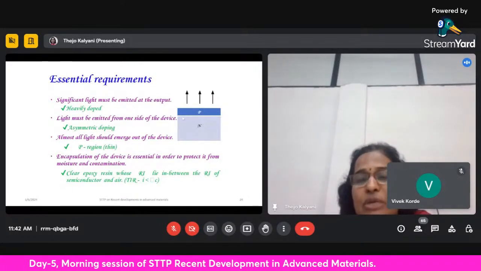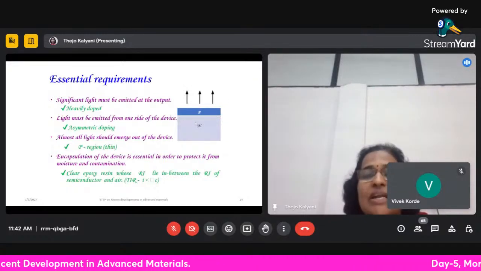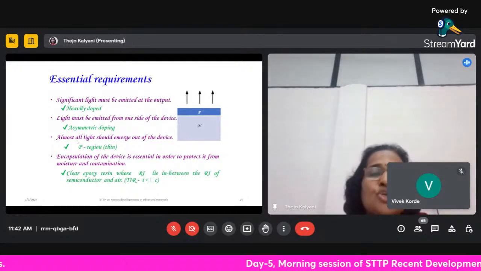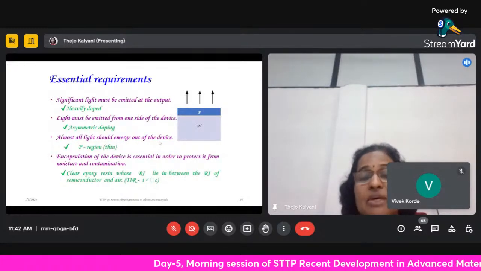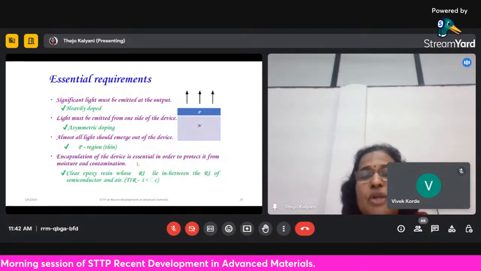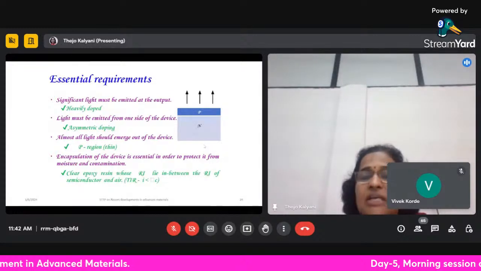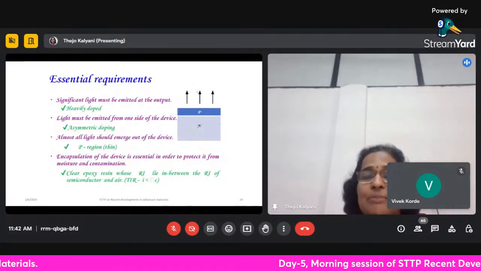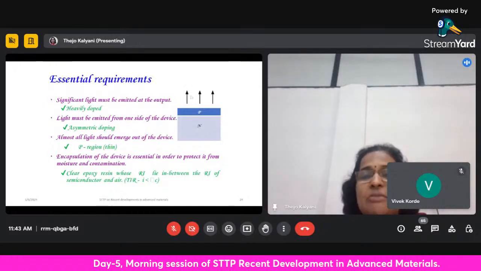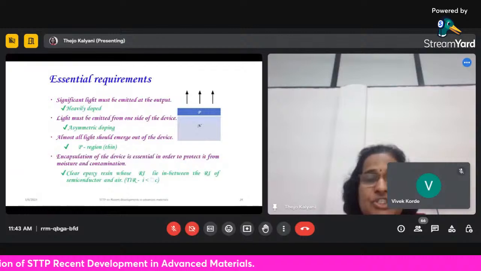Because the recombinations are taking place at the very surface of the device, most of the light is going to be emitted, and it would be in one particular direction. So almost all light should emerge from the device. That is why the p region is made thin. We also want to protect this p-n junction from moisture or contamination, and hence we go for the encapsulation, and hence you can see a dome-like structure on the LEDs. So this is nothing but the encapsulation, and this avoids contamination and moisture.